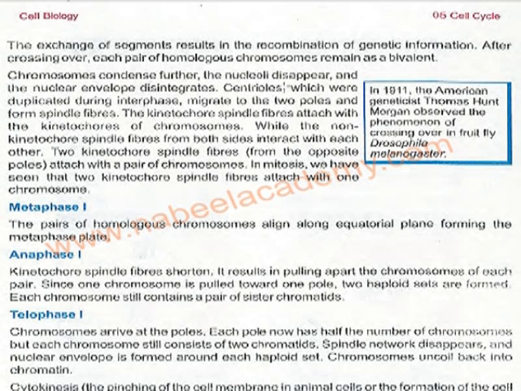Now the exchange of segments results in the recombination of genetic information in the homologous chromosomes. Now they remain bivalent. Understand? Bivalent means they are not a tetrad and they are not in the form of 4 chromatids. Again they become bivalent. Chromosomes condense further. What do you mean by bivalent? This is bivalent.